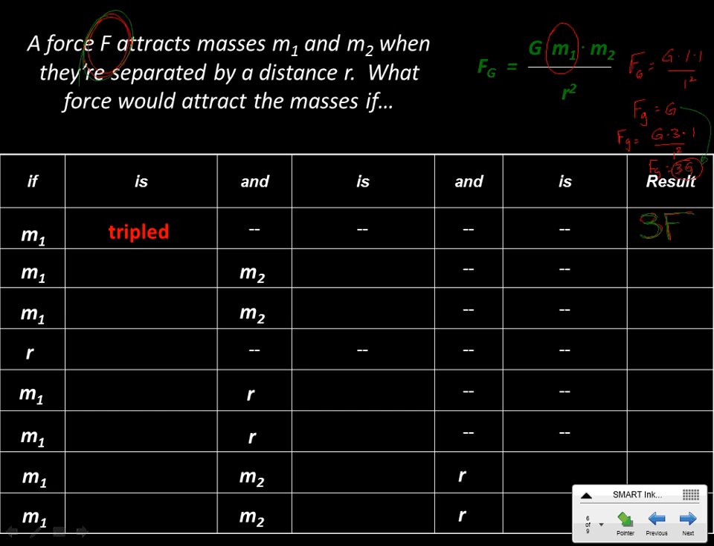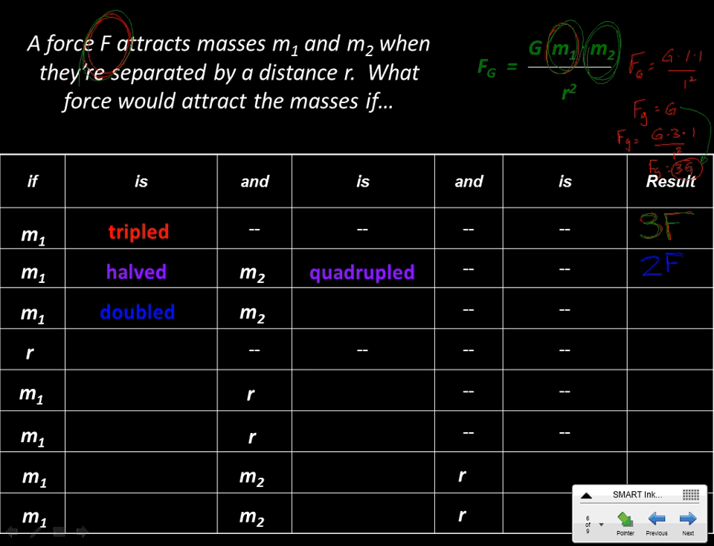Okay? What if we were to cut m1 in half, or halve it, and quadruple the other one? Well, cutting one in half would make the force half as big. Multiplying the other by 4 would make it 4 times as big. Combining those, you get that we would multiply the whole force by 2. If you want to plug those numbers in to prove it to yourself, be my guest.